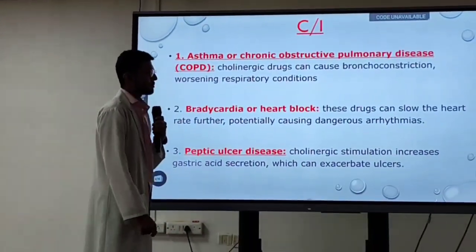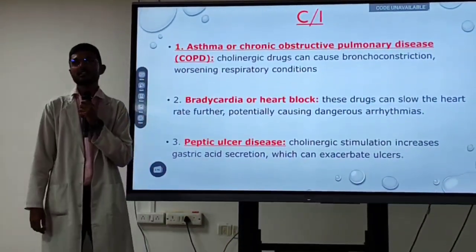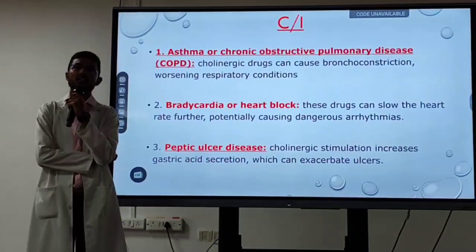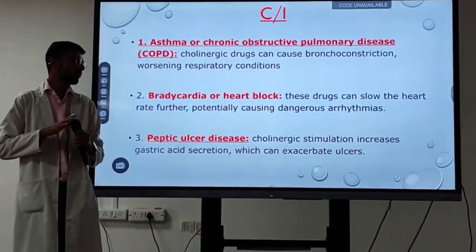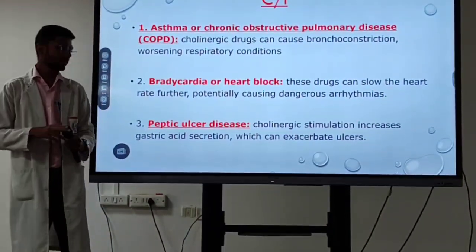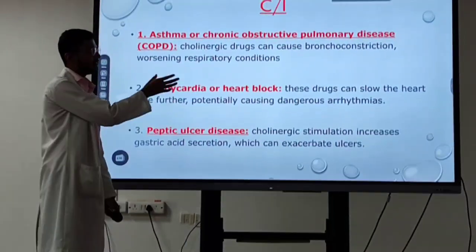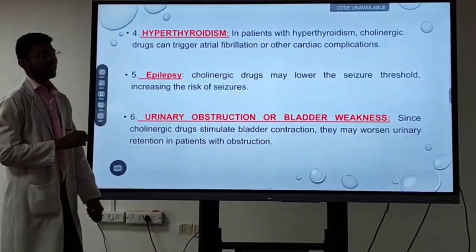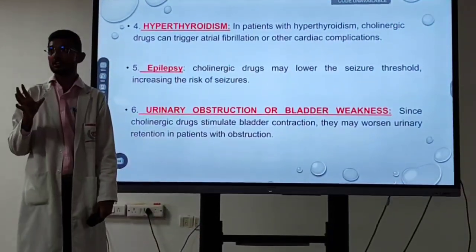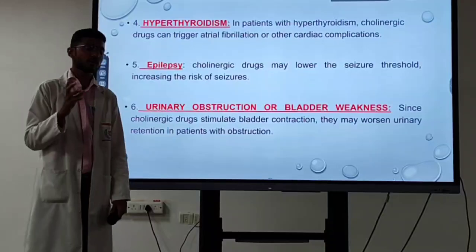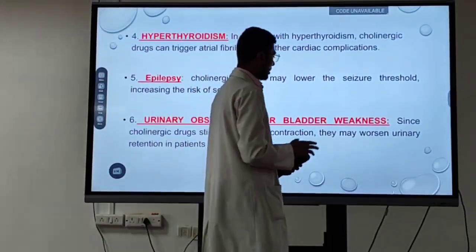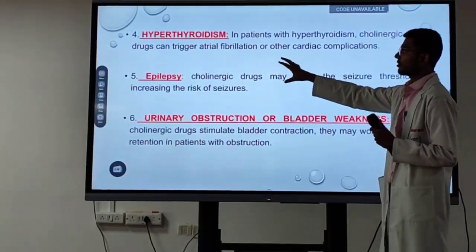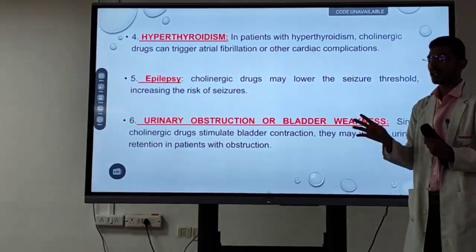Peptic ulcer disease. A person comes to you with increased gastric secretions. You give them cholinergics, neostigmine, pyridostigmine, etc. Now more acid is being produced. What will happen? The peptic ulcers will get worsened. So peptic ulcer disease is also a contraindication for cholinergic drugs. Hyperthyroidism. In patients having hyperthyroidism, if you give cholinergic drugs, what happens? There will be cardiac arrhythmias and other cardiac complications like atrial fibrillation. So these drugs are contraindicated in hyperthyroidism.